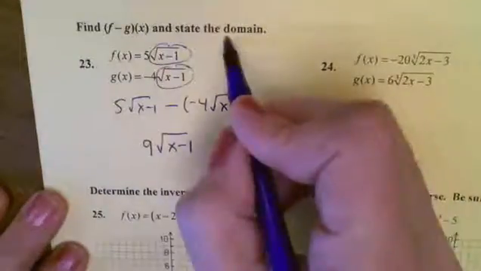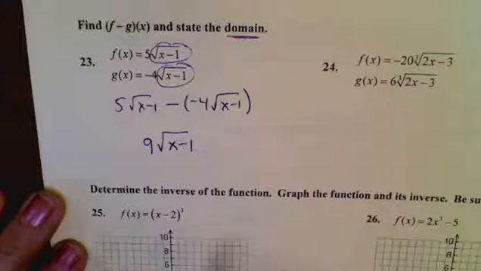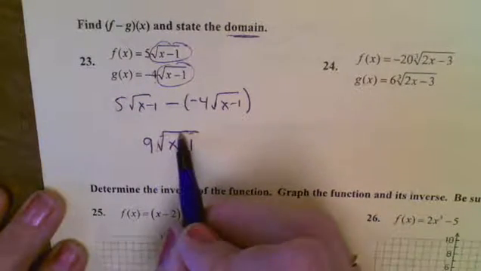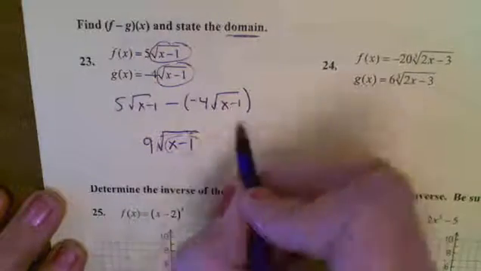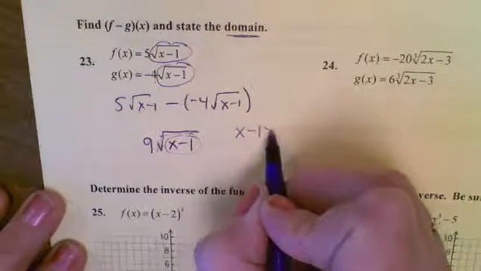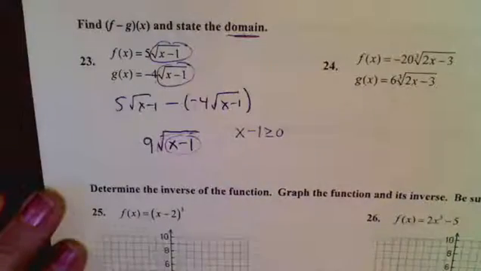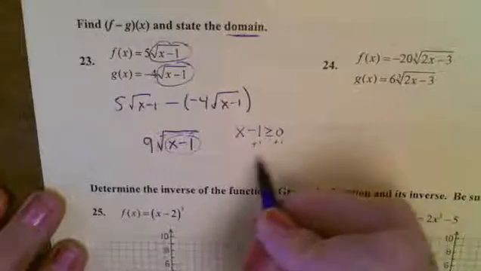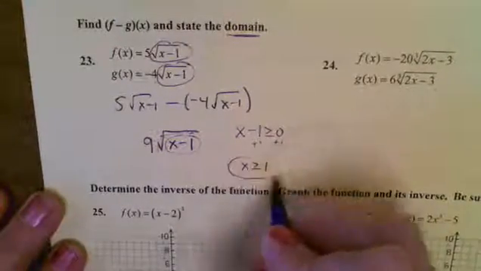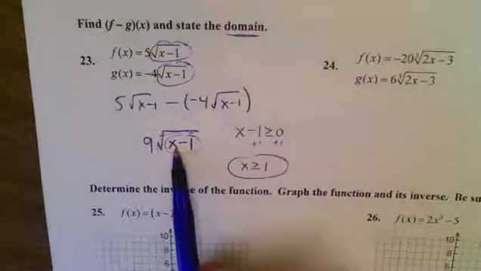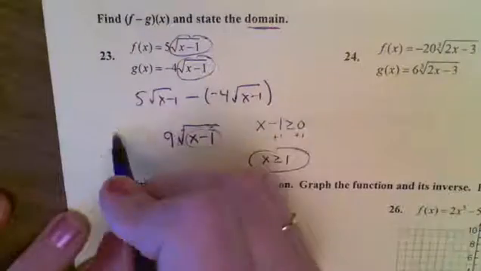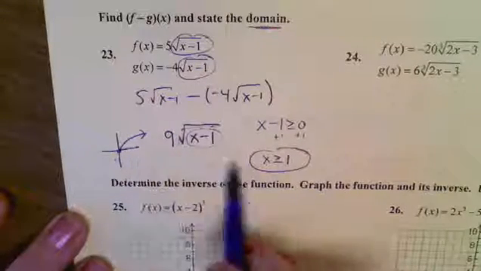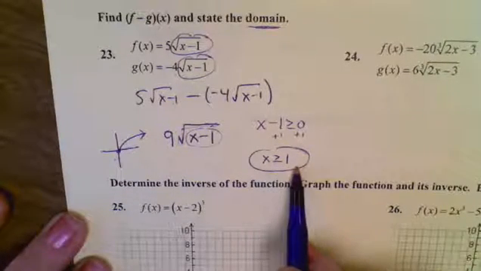And then it asks for the domain. Here's what you need to know about domain. If this is an even root, which it is, a square root, what's underneath here for domain has to be greater than or equal to 0. And then just solve that. To solve it, I add 1 to both sides, and I get x has to be greater than or equal to 1. You could think about the graph. This is going to move 1 to the right, and a square root function normally looks like this. So if I move it 1 to the right, it makes sense. I'm going to have all x's greater than or equal to 1.